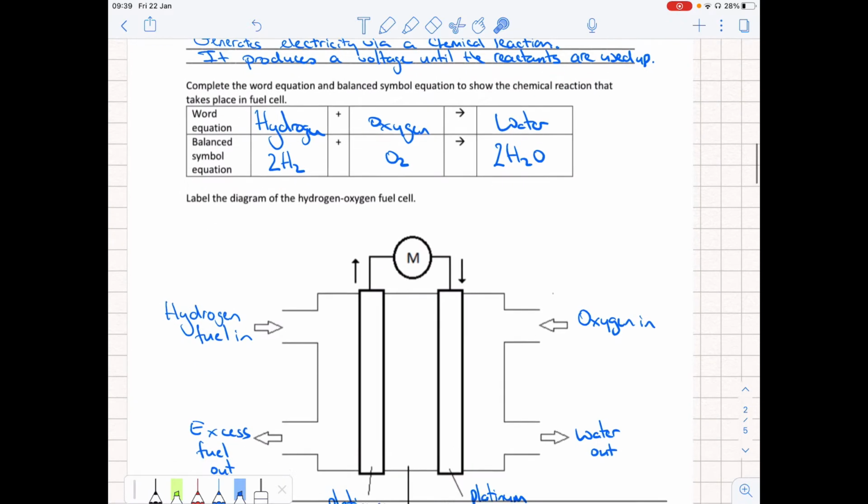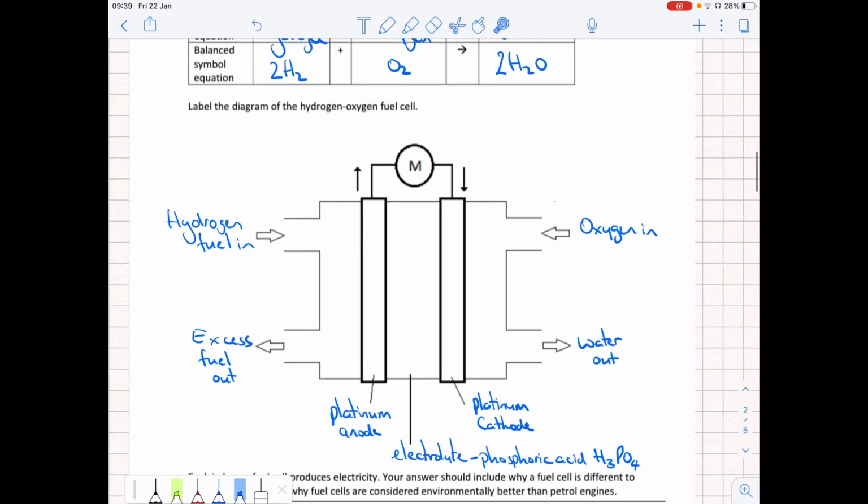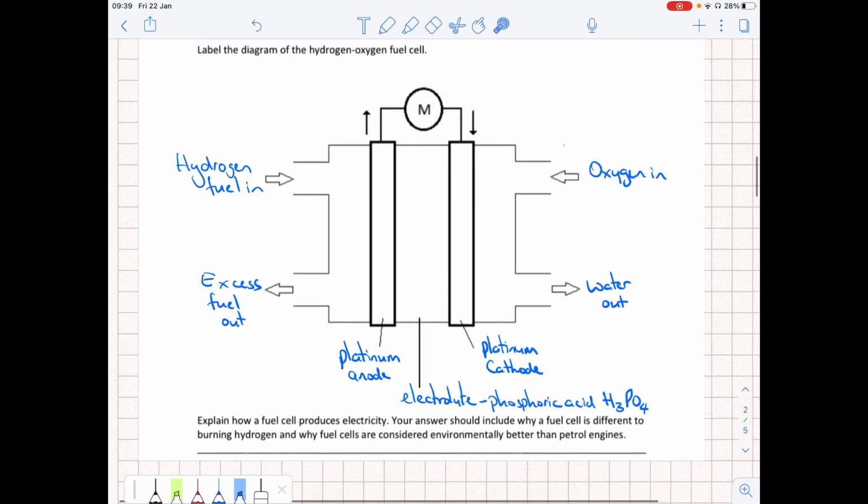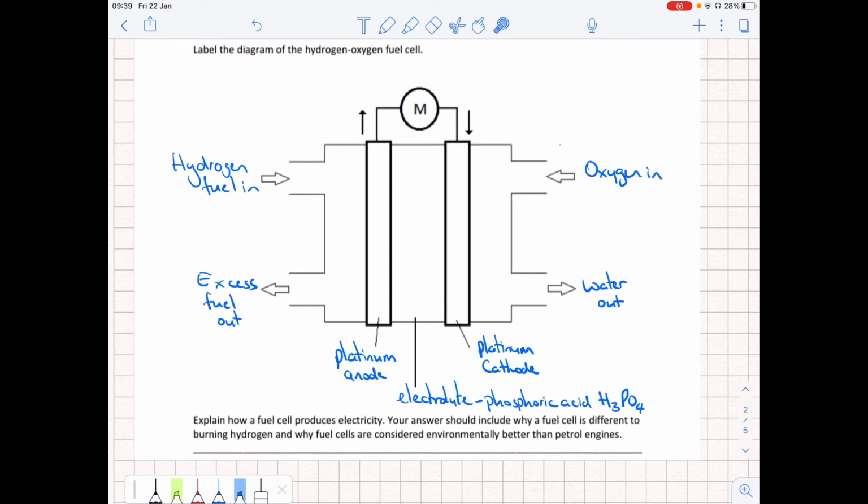How does it actually happen? I'm sharing this with you just for interest. I think it pulls a lot of our science together and links in with many of the things we've been doing. So this is what the fuel cell will look like, and let's just take you through a couple of key bits. Here we've got our hydrogen coming in, and any hydrogen that doesn't react in this process is then going to go back out here as excess fuel going out of the system.